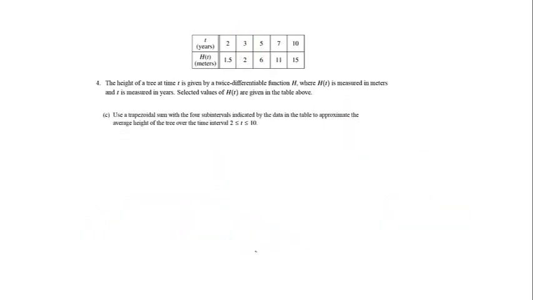Alrighty, part C: use a trapezoidal sum with the 4 subintervals indicated by the data in the table to approximate the average height of the tree over the time interval 2 to 10. All right, so first I have to see 2 things. Trapezoidal sum, 4 subintervals. So I know I'm going to have 1 interval, 2 intervals, 3 intervals, 4 intervals, so not equal. So I won't actually use a trapezoidal rule. I'll have to split them up.